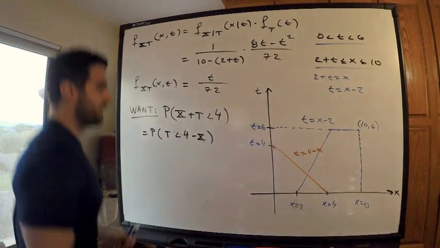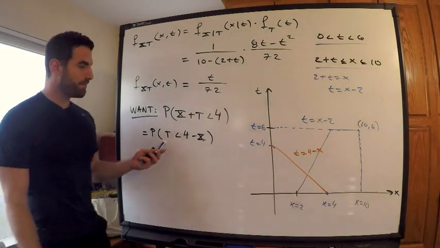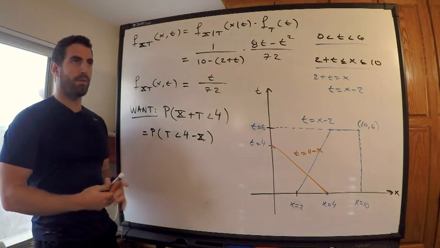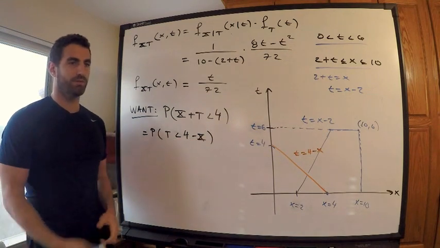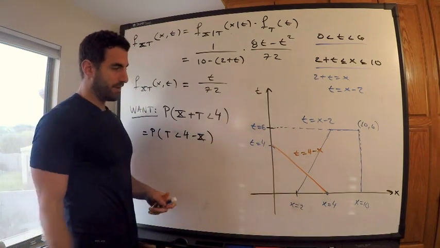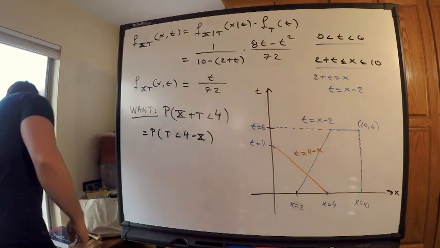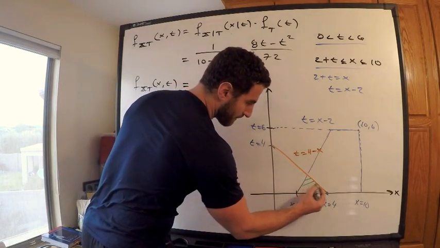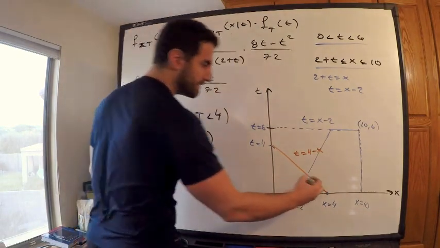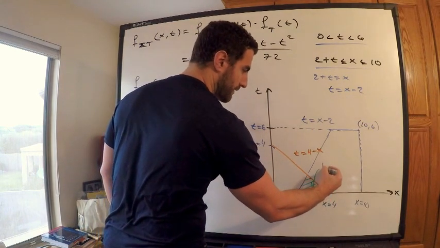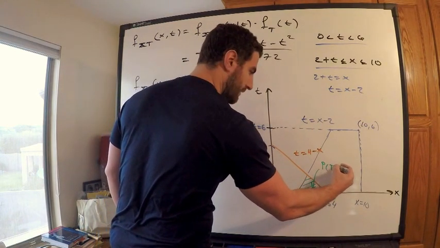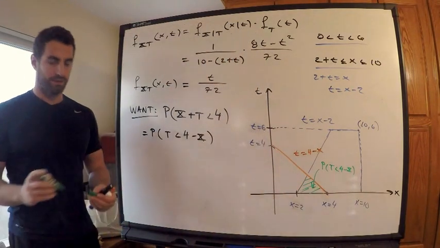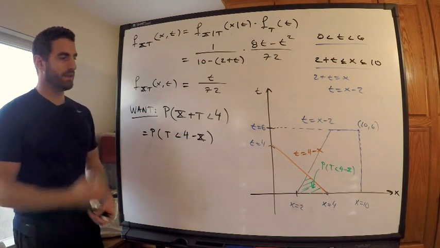So there's that line. So what are we looking for? Well, we're looking for the probability that t is less than 4 minus x, but simultaneously, this probability must lie in the overall region we're concerned with, which is this weird trapezoid thing. So the probability I'm actually looking for is this. I need to compute this. This right here is actually the probability that t is less than 4 minus x. That's what we're looking for. So all of this work just to set it up. And from here it's not too bad.